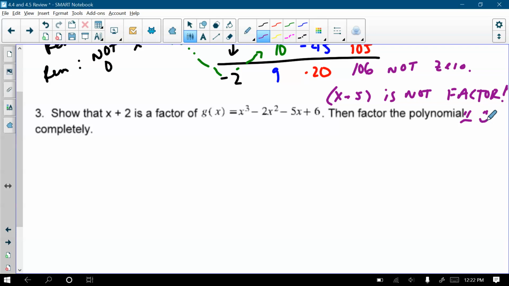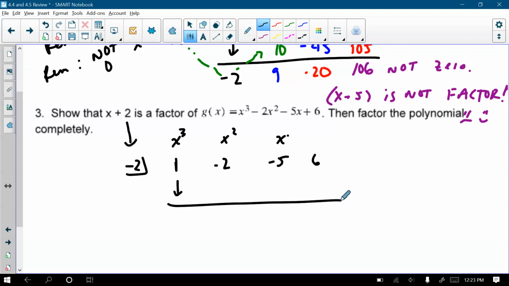Okay, let's show that x plus 2 is a factor. So same idea here. Remember opposite sign. Please remember opposite sign here. And I got an x cubed, I have an x squared, I have an x to the first and nothing. So we have a 1 for x cubed, negative 2 for x squared, negative 5 and 6. Show that this is a factor means that I should get a remainder of 0 out. So I'm just going to put a 0 here. This is a factor part means that I should have a remainder of 0. So let's make sure our synthetic division gets us that.